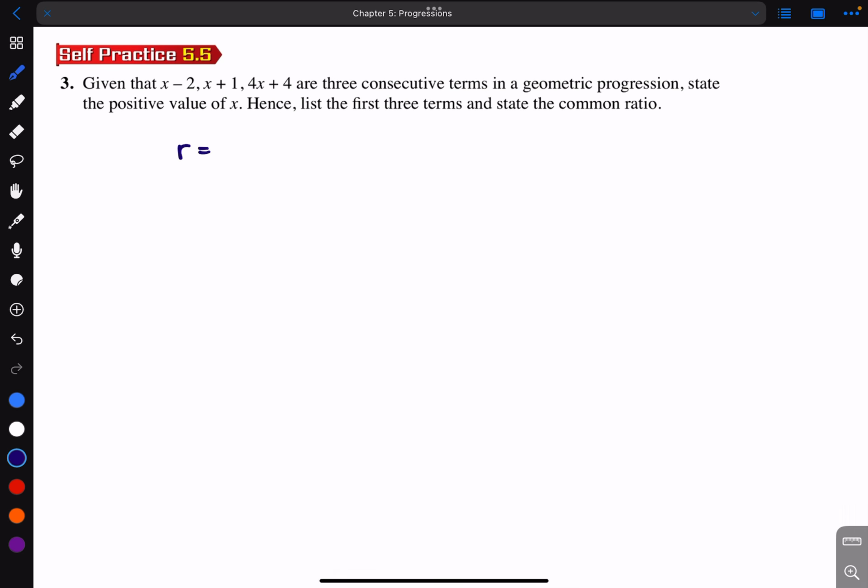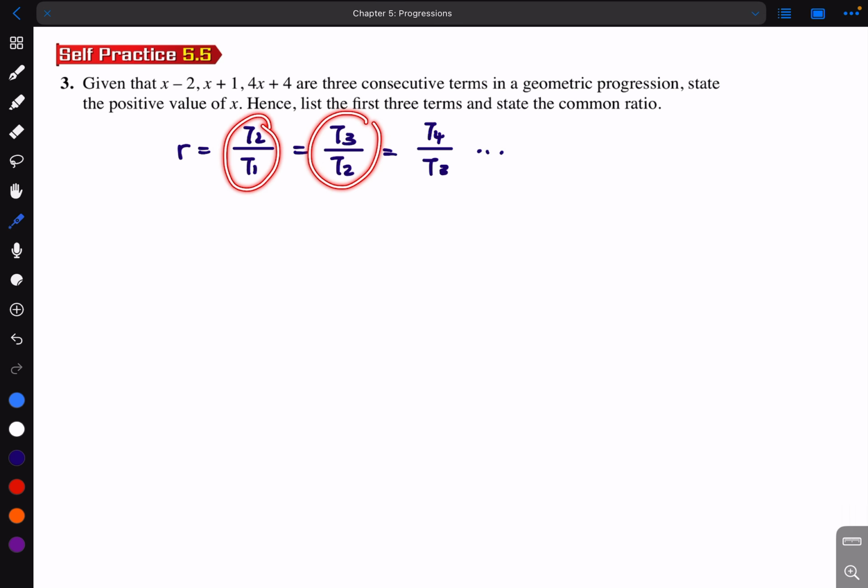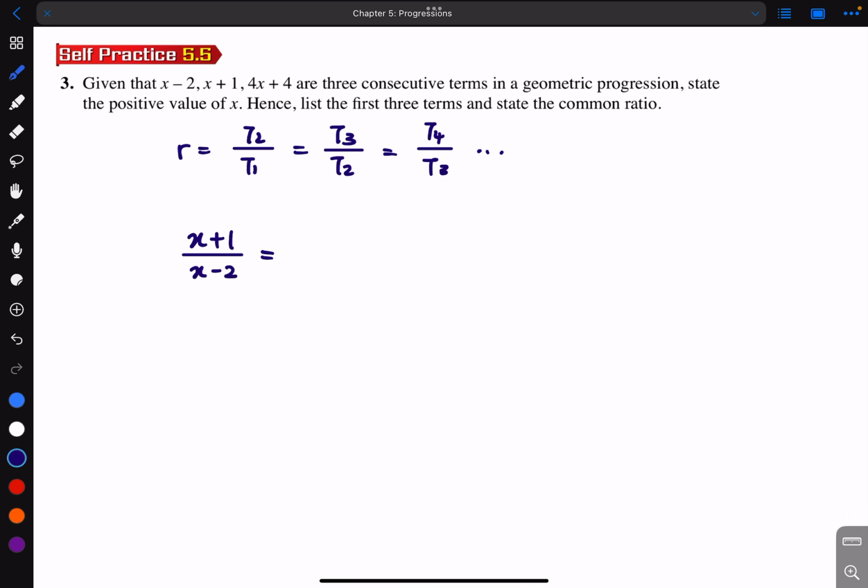So we know R is T2 over T1, or T3 over T2, or T4 over T3, and so on. So in this case, since we know it's T2 over T1 equals T3 over T2, we can use this. So T2 over T1 must equal T3 over T2. Okay, then we have to solve this, right?